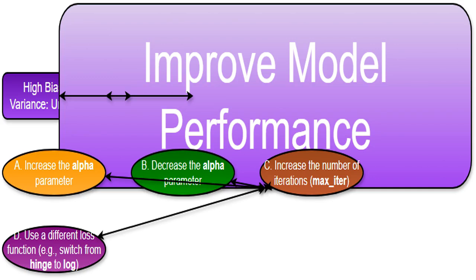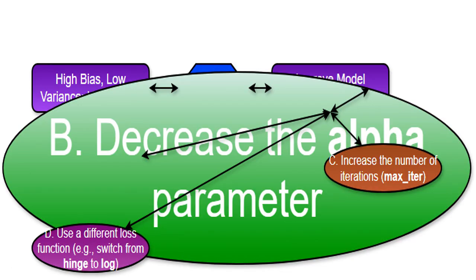Increasing alpha increases the regularization strength. This makes the model simpler, which might improve variance but worsen the already high bias. This is not what we want here. Decreasing alpha reduces the regularization. This makes the model more complex, allowing it to capture more intricate relationships in the data and potentially reduce bias. Which is exactly what we need.